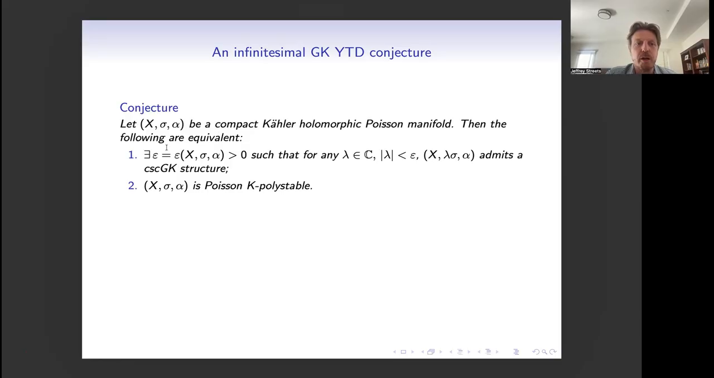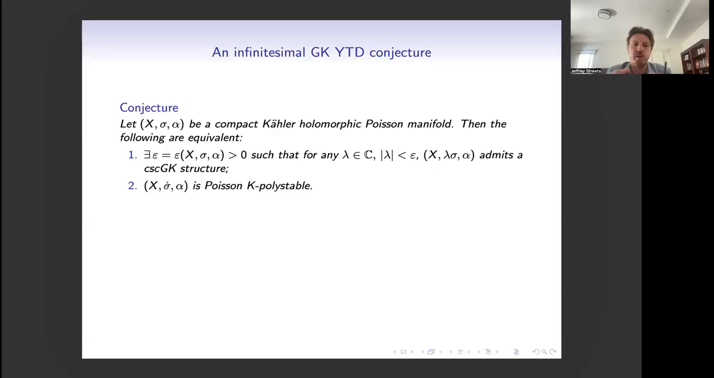So I'm fixing a compact Kähler holomorphic Poisson manifold. Then the conjecture asks that the following are equivalent. There exists some epsilon depending on the data such that for sufficiently small epsilon, this manifold, where I turn on the Poisson geometry just a little bit, this lambda sigma, admits a cscGK structure. That should just be equivalent to the Poisson K-polystability of this data.